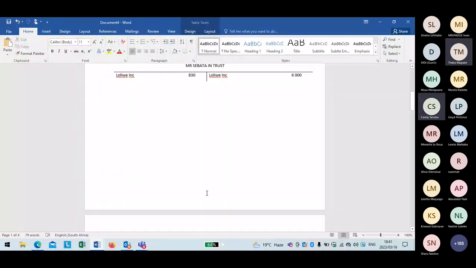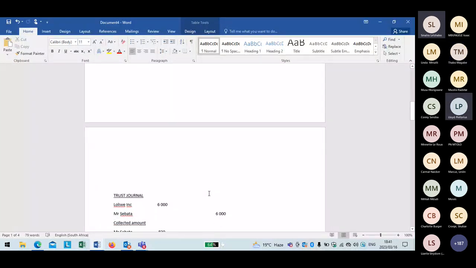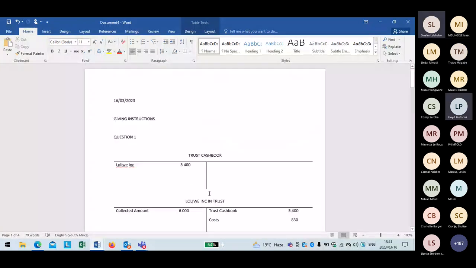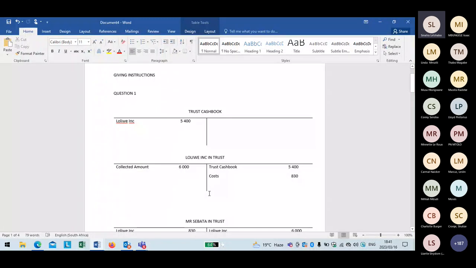Can I ask you a question? Can you go a little bit up on the trust account? On the trust account, the money that is coming in has to be on the debit side, on the trust cash book. You've debited your trust cash book with the money that comes in. Then you credited your Lolliway Incorporation in trust, meaning that is the money belonging to that client. It's sort of a liability. But there is also an amount of 6,000 that was collected, which is the money that is in the trust now. No, it's not. If it was in the trust, it would be on the debit side of the trust cash book. What is Lolliway Incorporation in trust? It's a ledger. Oh, all right, okay, it's fine.